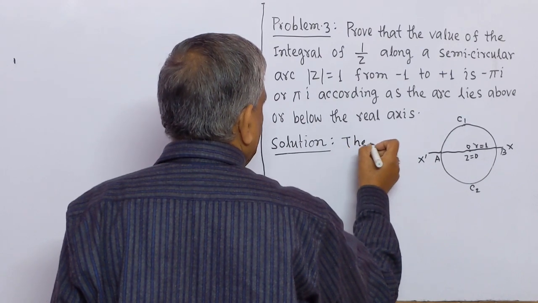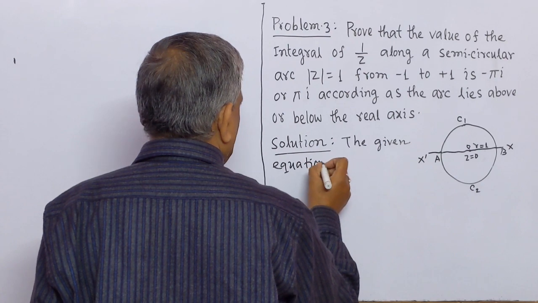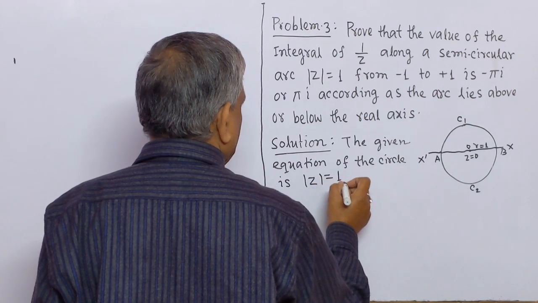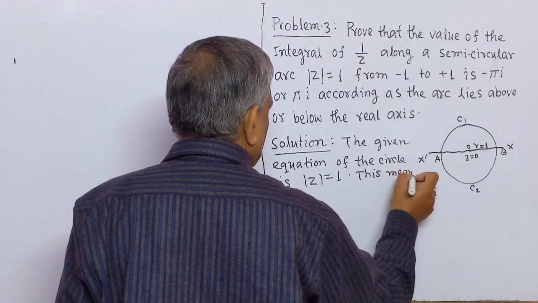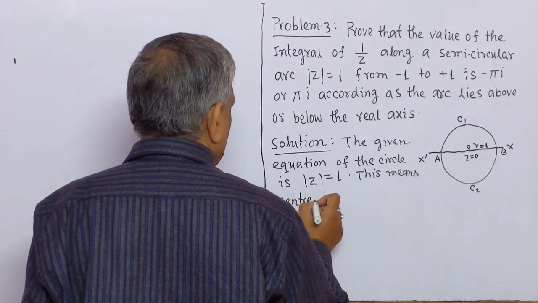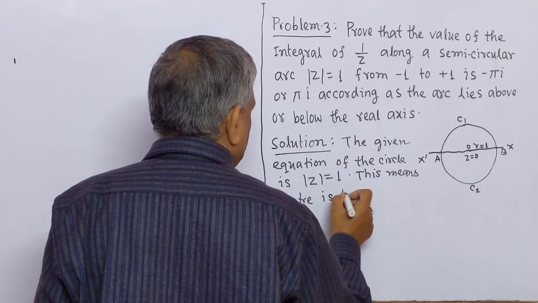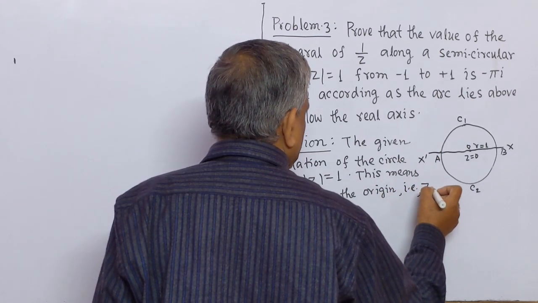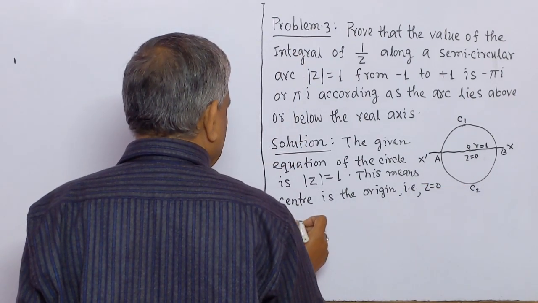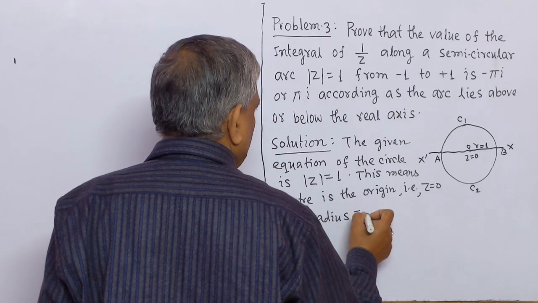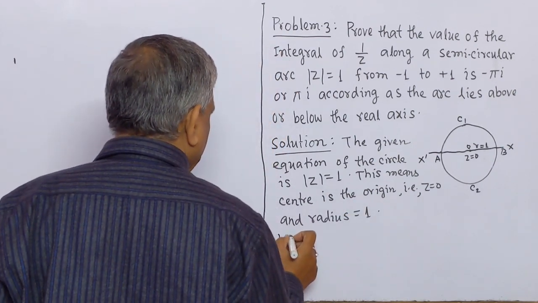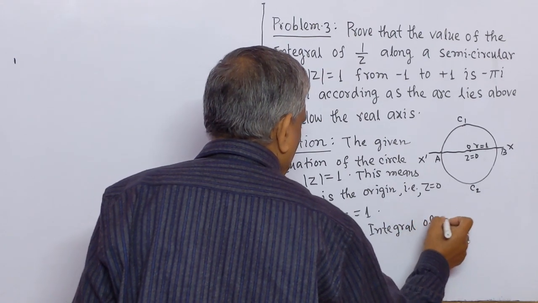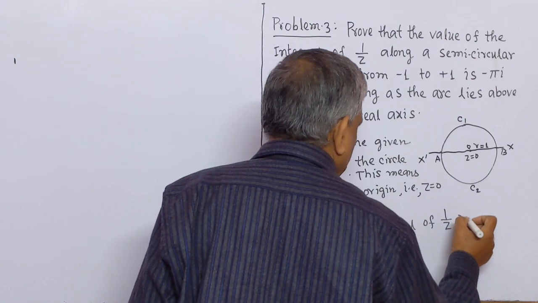The given equation of the circle is modulus of z equal to 1. This means center is the origin, that is z equal to 0, and radius equal to 1. We have to find integral of 1 by z in two cases.